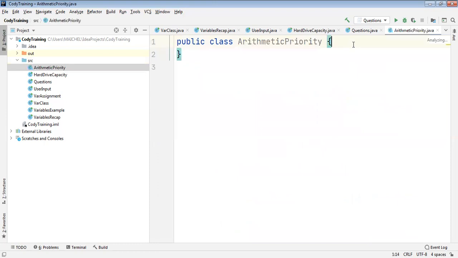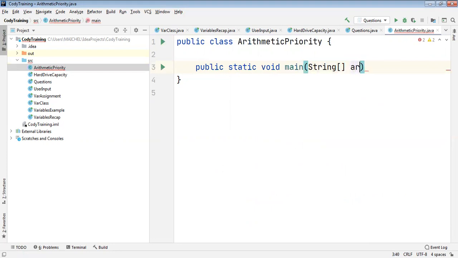So in this new class, I will put my main method, public static void main. Okay. Inside main parameter, we have a string of arguments. So this is my main method.